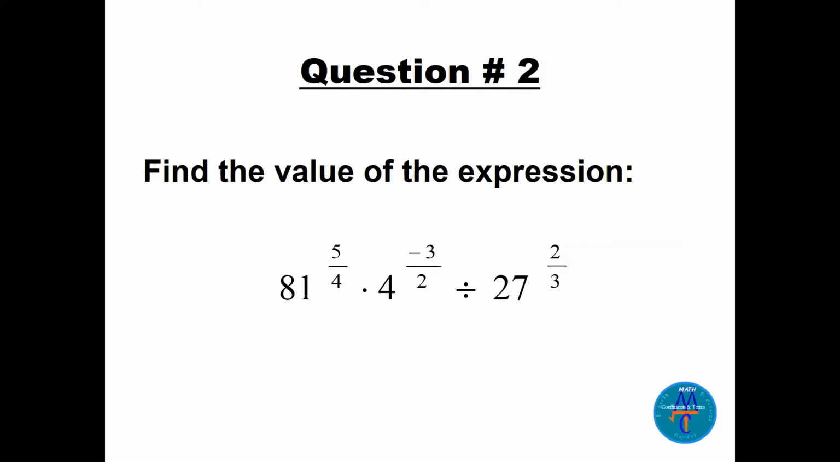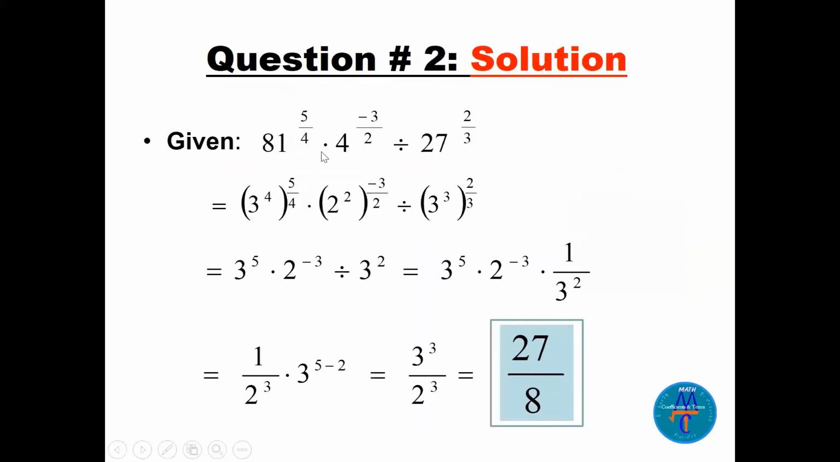Number 2, let's find the value of this expression. Rational exponents, there is a division and multiplication in the same question here. So we play with the powers. 81 is 3 to the power 4. Just multiply that by 5 over 4. See, 4 times 5 over 4 will be 3 power 5. Second one, 4 is 2 squared to the power minus 3 over 2. Multiply the powers. So we cancel the 2. Power is minus 3. Divided by 27, which is 3 cubed to the power 2 over 3. We cancel the 3, this is 3 squared.